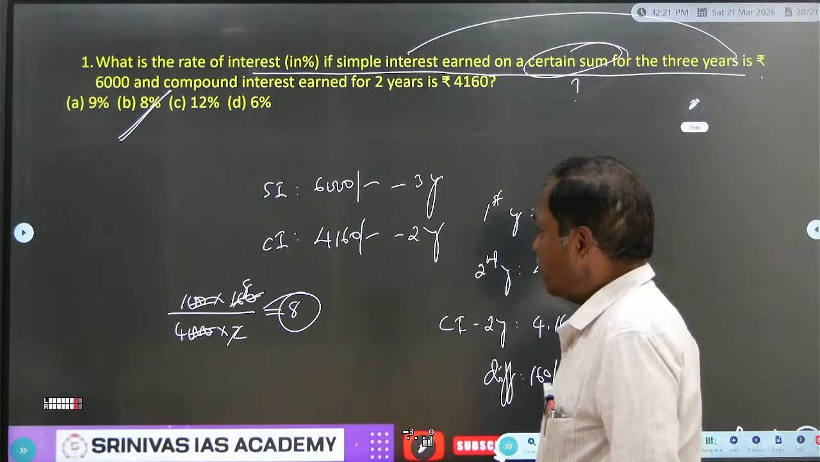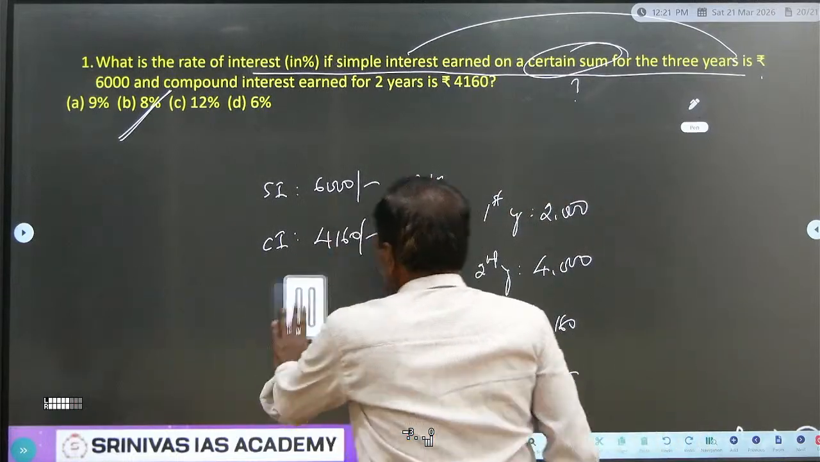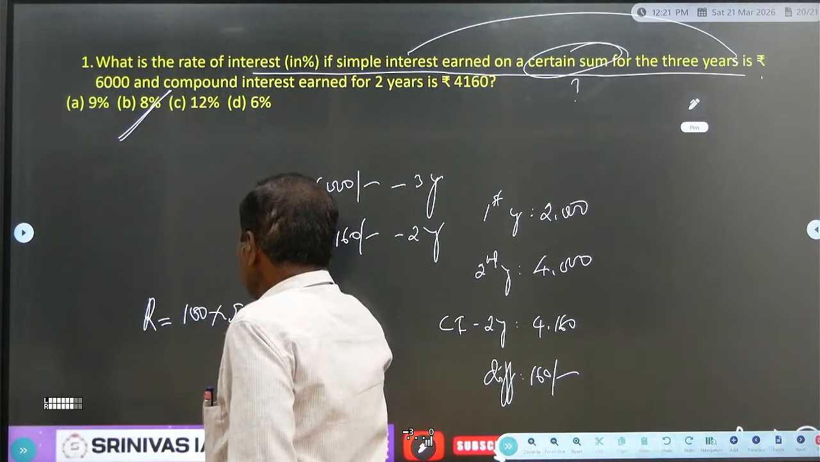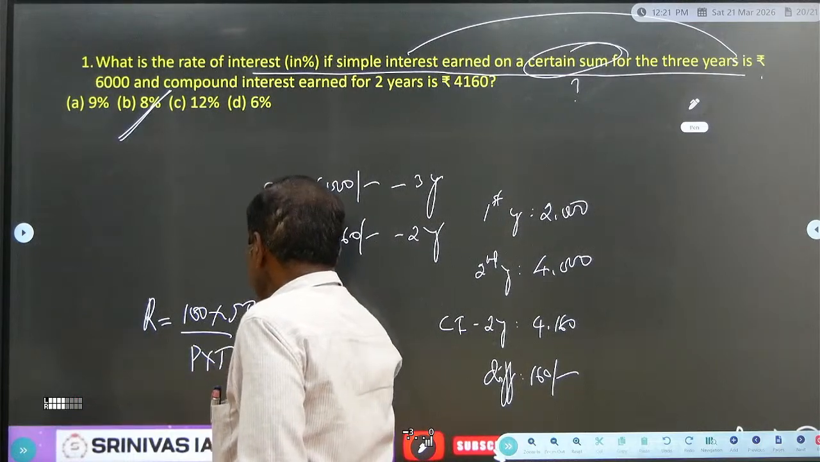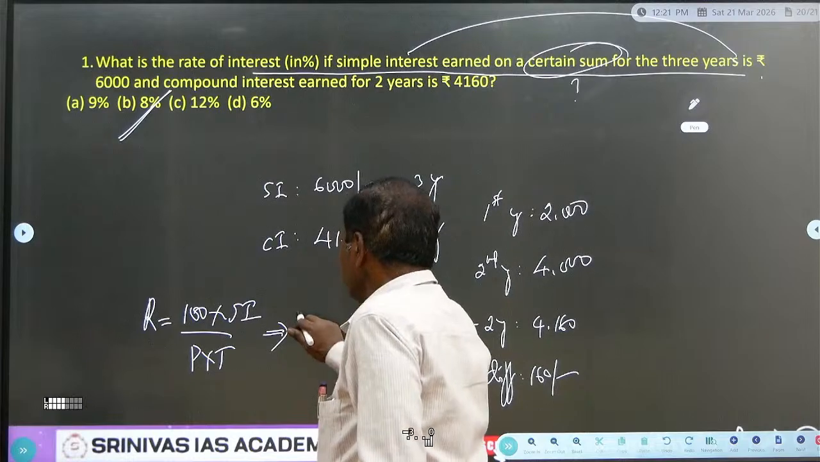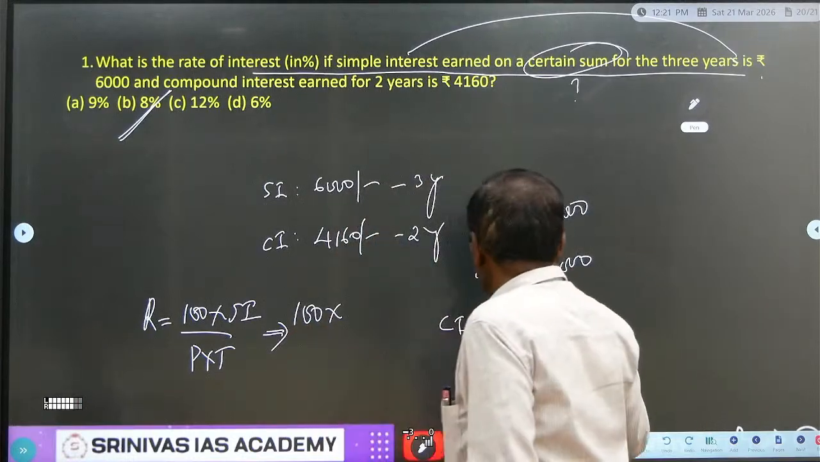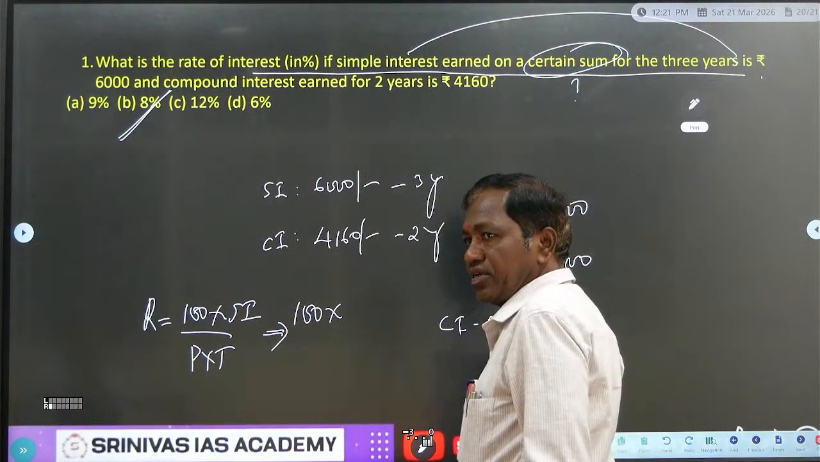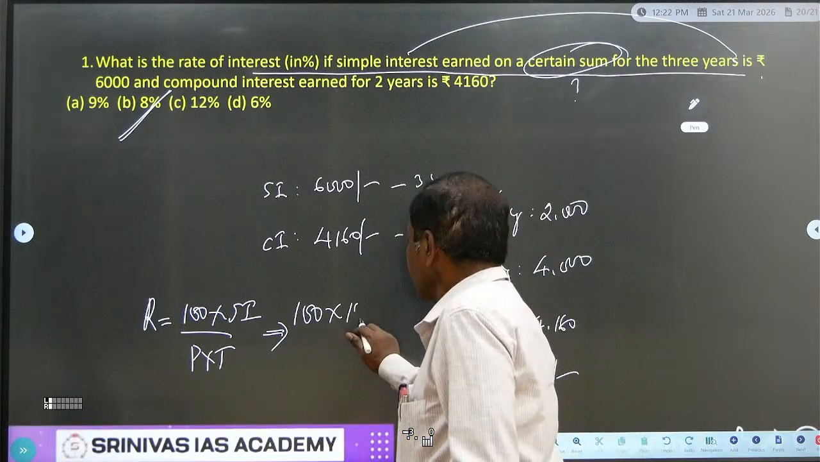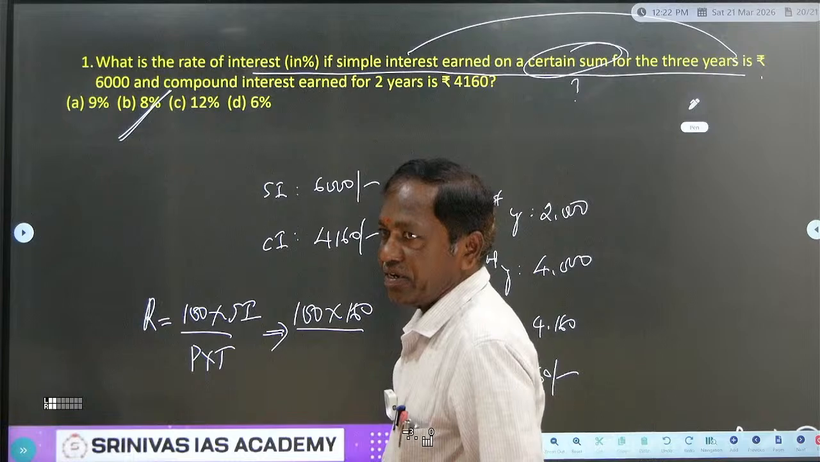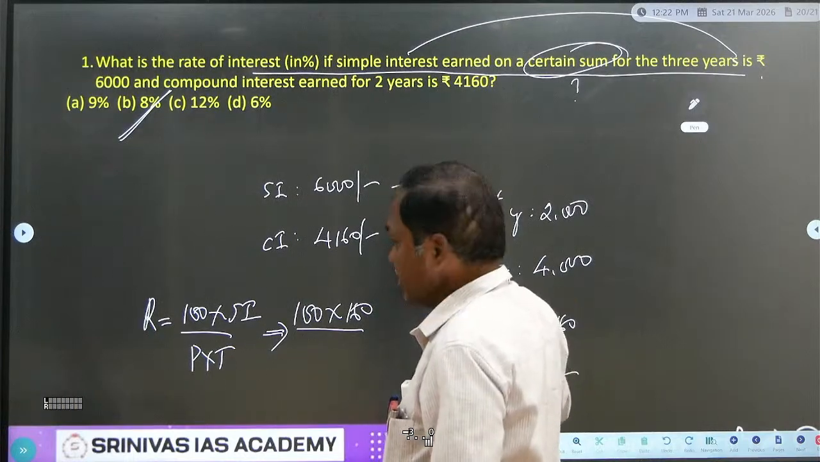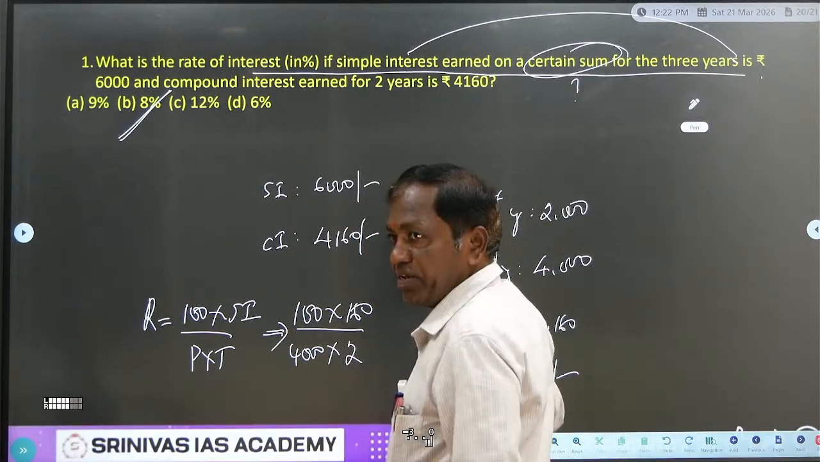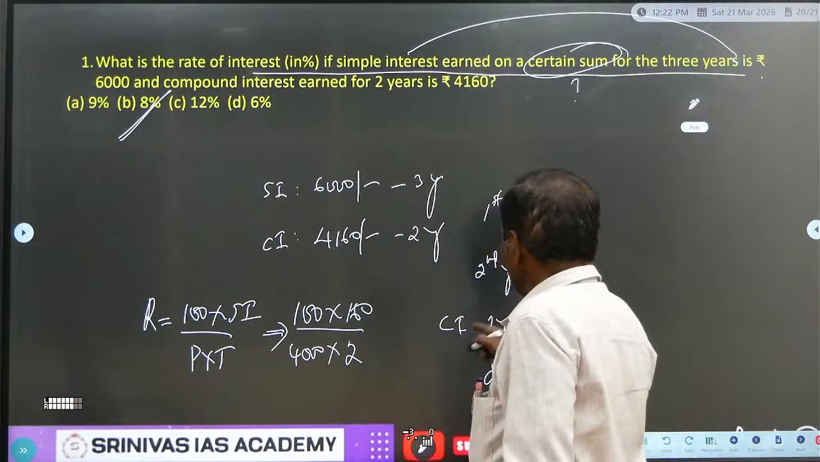How do you know this? Okay, you got the simple interest rate. The rate formula is 100 into simple interest by P into time. What is the next step? 100 into the simple interest earned, which is the difference, 160. What is the principal we have taken? On this we have taken 4,000. Time is 2 years, because we are comparing with this.